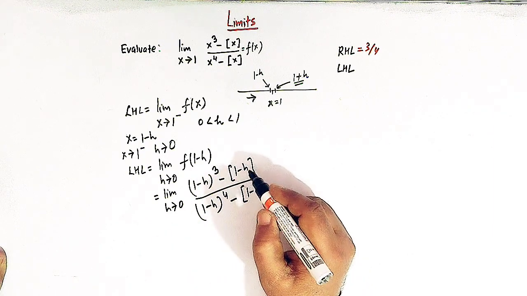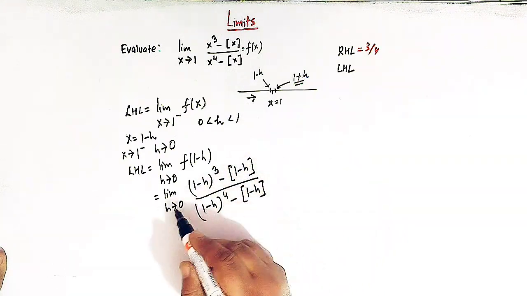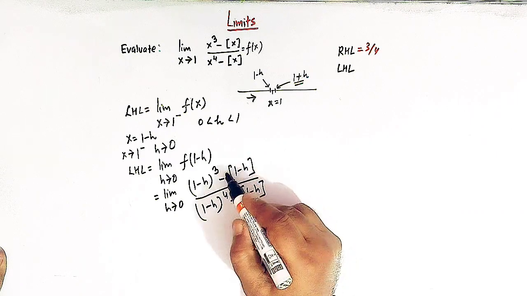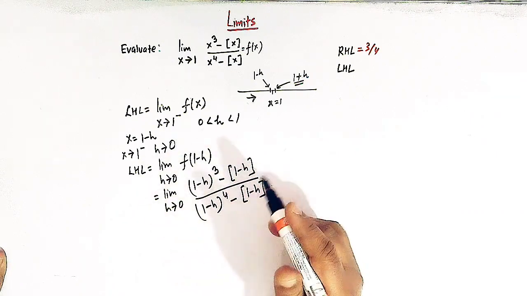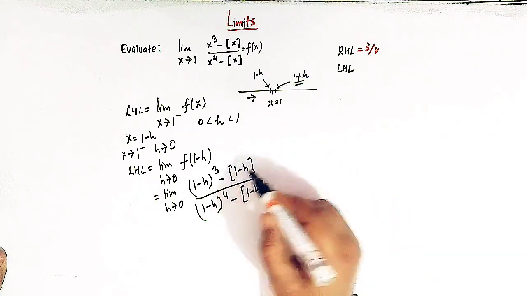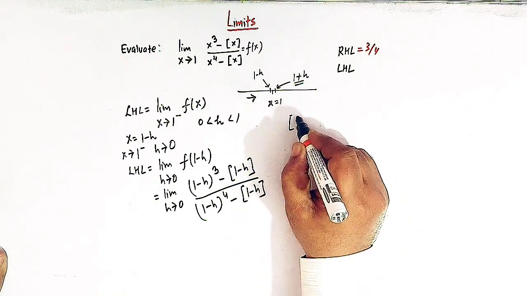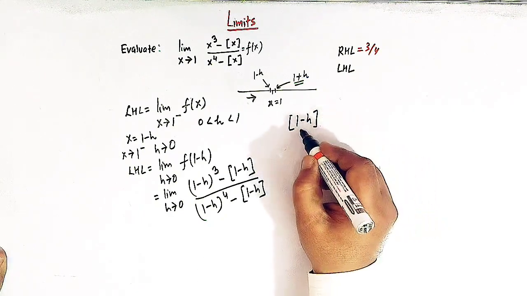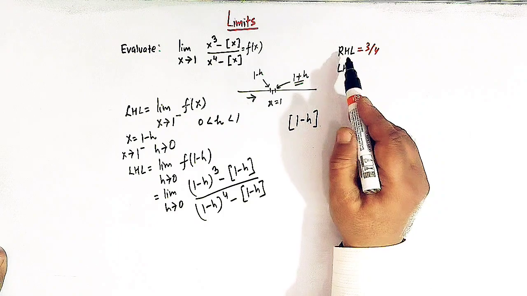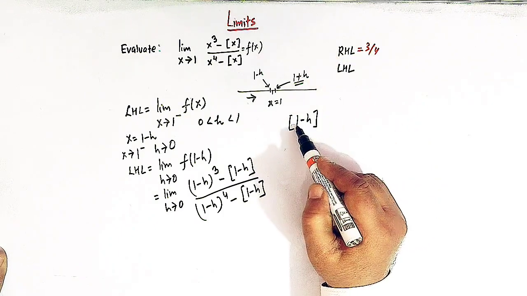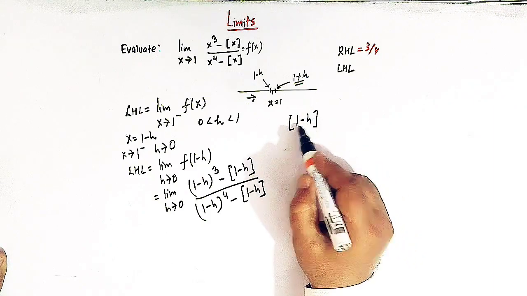Okay, now again the same thing, we cannot substitute directly h is equal to 0 in the expressions containing the greatest integer function, right? So what we will do, we'll separately find out the value of greatest integer of 1 minus h. Now see, when we calculated the right hand limit, we had 1 plus h. Here we have 1 minus h.